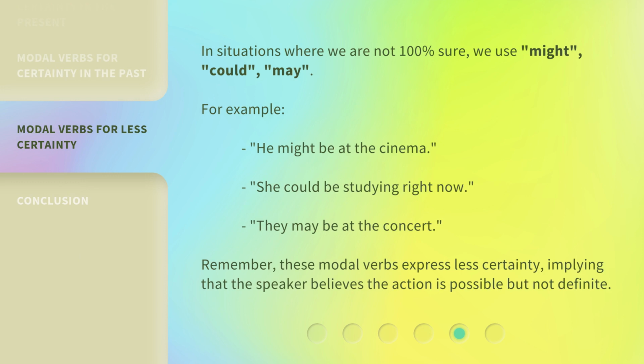In situations where we are not 100% sure, we use might, could, may. For example, he might be at the cinema. She could be studying right now. They may be at the concert. Remember, these modal verbs express less certainty, implying that the speaker believes the action is possible but not definite.